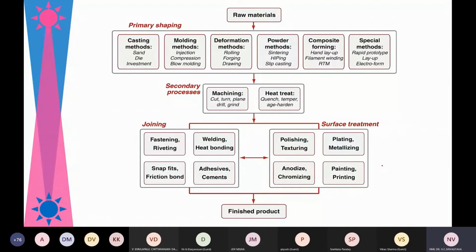So here are just the primary shaping processes. You can have casting processes, molding methods, and deformation methods, for example rolling, forging, and drawing. Rolling I just talked about for steels. Then powder metallurgy methods, composite forming and special methods. Nowadays we have additive manufacturing, different kinds of additive manufacturing. Then in secondary processing, you go to machining or heat treatment, then joining and surface treatment, and finally you get the finished product.